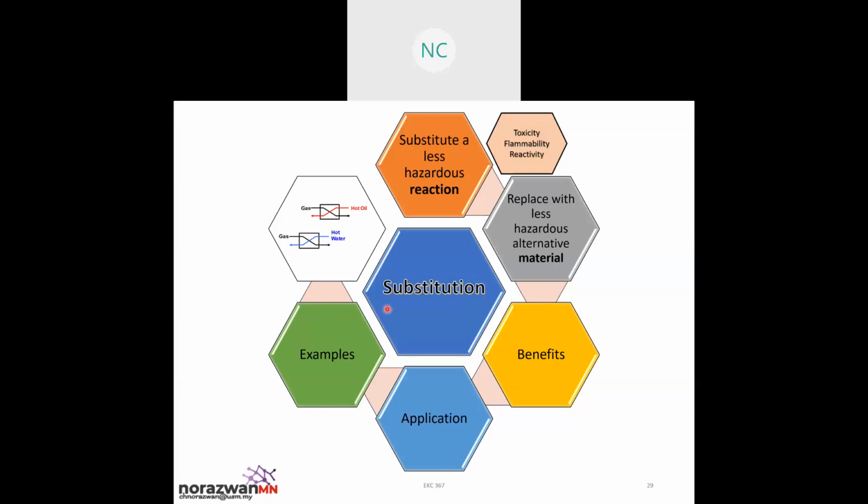For example, you can substitute hot oil for your heat exchanger by replacing it with hot water. So actually you already substitute your hot oil material with hot water. But you must make sure that the heat capacity inside this heat exchanger is the same, or comparable.